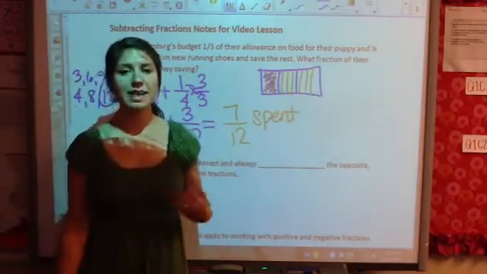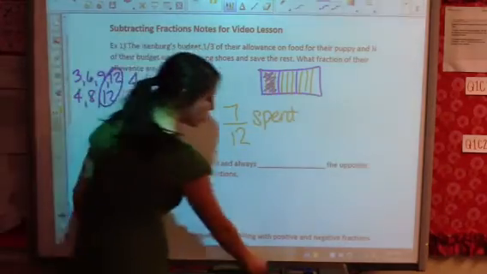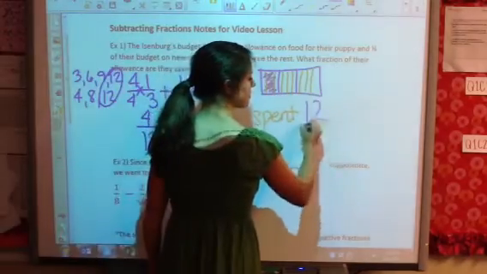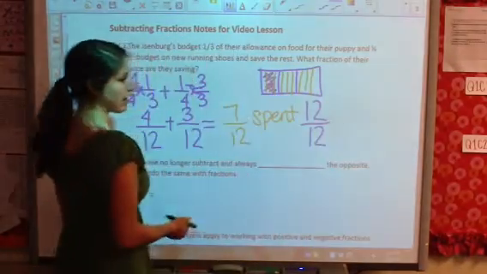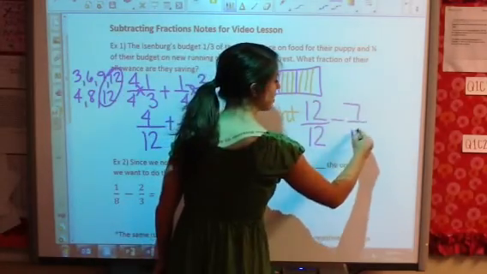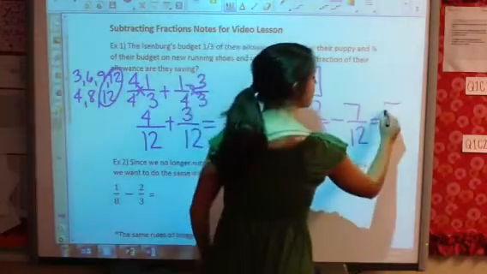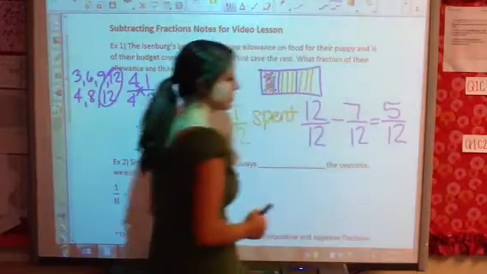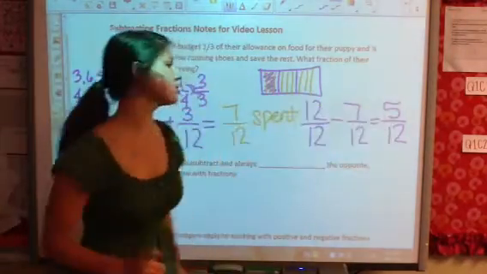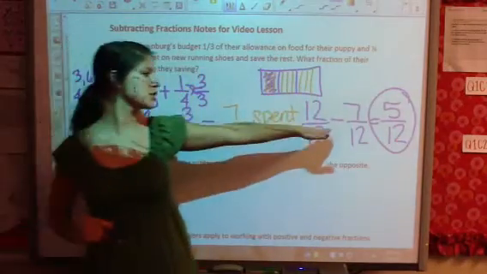Now how much then are they saving? Well, their whole allowance, if we're talking about 12ths, would be 12 12ths. That's their full allowance. 12 12ths is 1 whole. And they've spent 7 12ths. So how much goes into savings? We find that 5 12ths goes into savings. So they're spending a little bit more than half, but that's all right. They're still saving 5 12ths of their allowance. So there's our first subtraction problem.